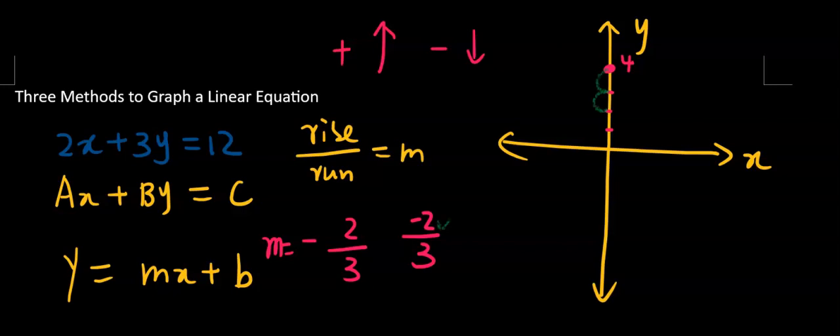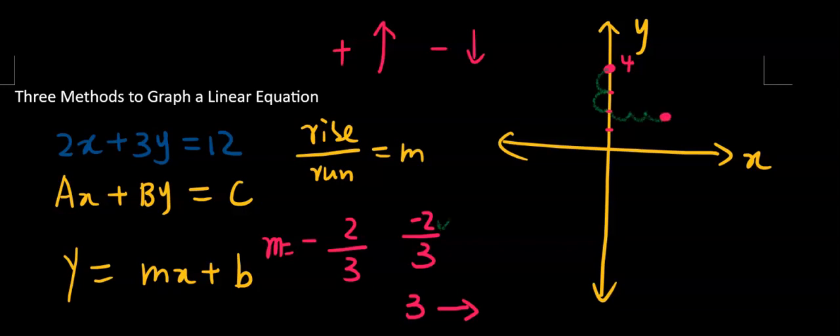3 means, if it's positive, this time you're going to go to the right. If it's a negative number, go to the left. Positive number, go to the right. Okay? So now we went down 2. We're going to go over 3. 1, 2, 3. And we got our second point.